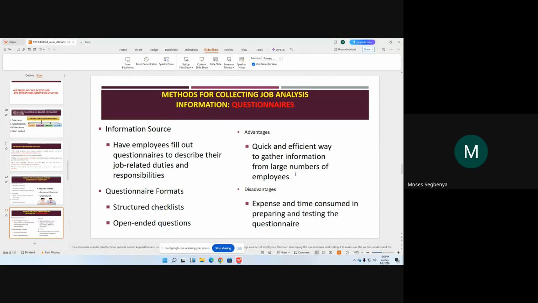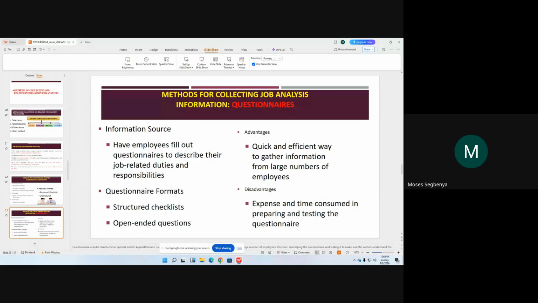So basically, if you are dealing with a large number of people scattered all over and you need the information within the shortest possible time, then the tool to use is a questionnaire. And a questionnaire can be open-ended or closed-ended. When using a questionnaire, you can have employees fill it out to describe their job-related duties and responsibilities. You can have structured and open-ended questions.